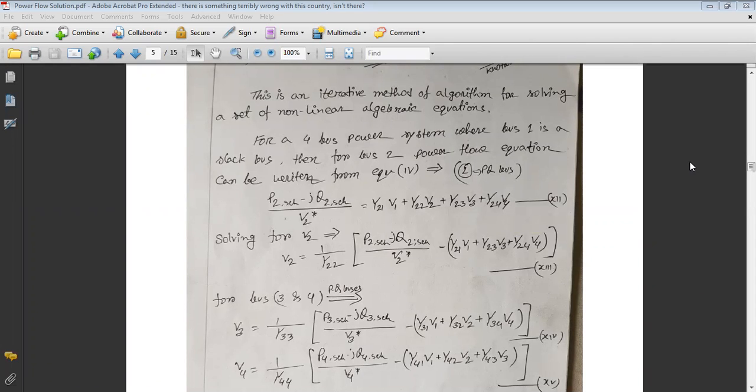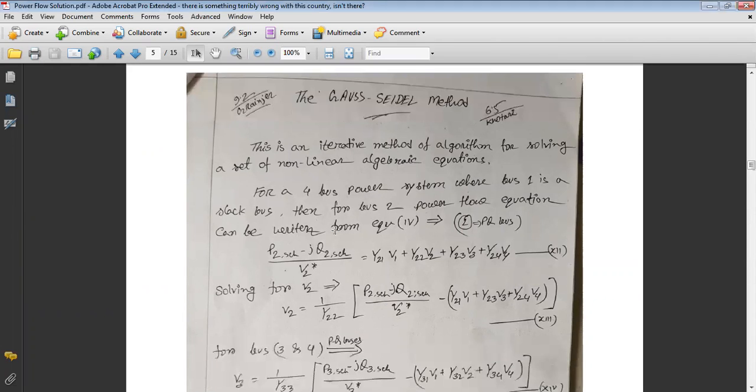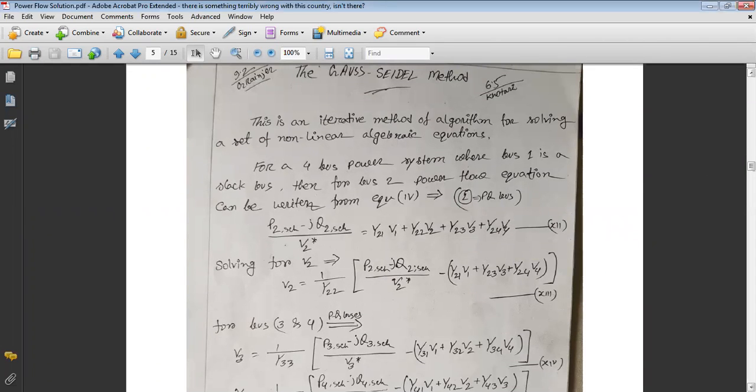According to the Gauss-Seidel method, if we want to solve any load flow problem, we know that in a power system there are three types of buses. Number one, the load buses. Number two, the generator buses. And finally, there will be a single slack bus or reference bus.